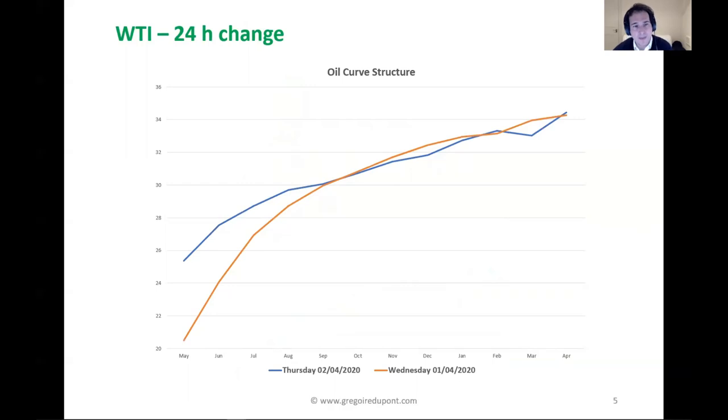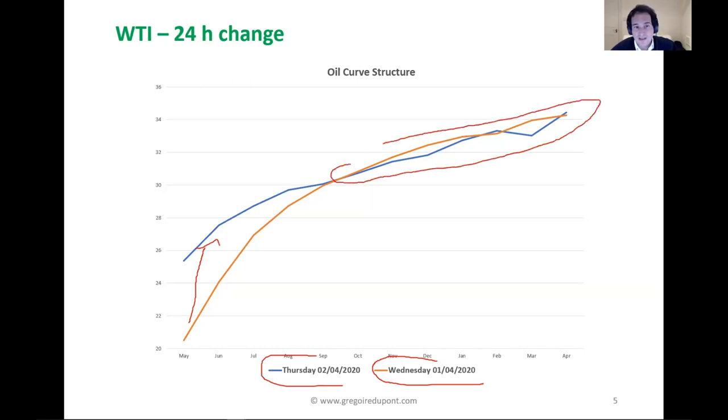Very quickly, because oil moved today, I wanted to give you an understanding of what is happening. In orange here, you have the oil curve structure yesterday, and in blue, you get the oil structure today. As you can see, the close part of the oil curve has been moving up, whereas the long dated part is still the same. That tells you the market was scared and is still scared about the next 2, 3, 4 months, but now it is moving a bit.